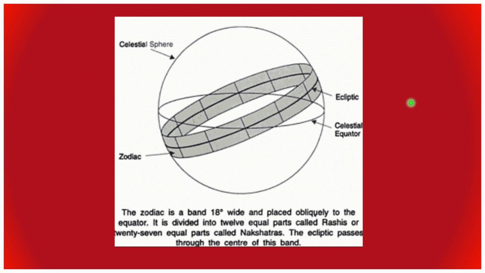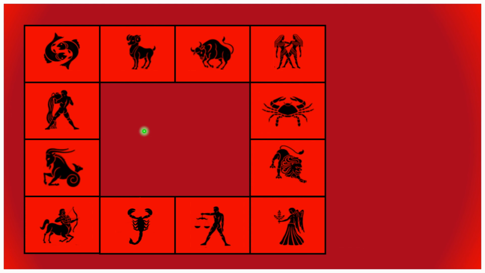So here we have the celestial sphere with the ecliptic and the celestial equator. The sun's apparent path is this ecliptic. Earth is in the center, and the moon is revolving around the Earth. So let's move forward. This is how your zodiac band is. For many of us, this is very familiar.